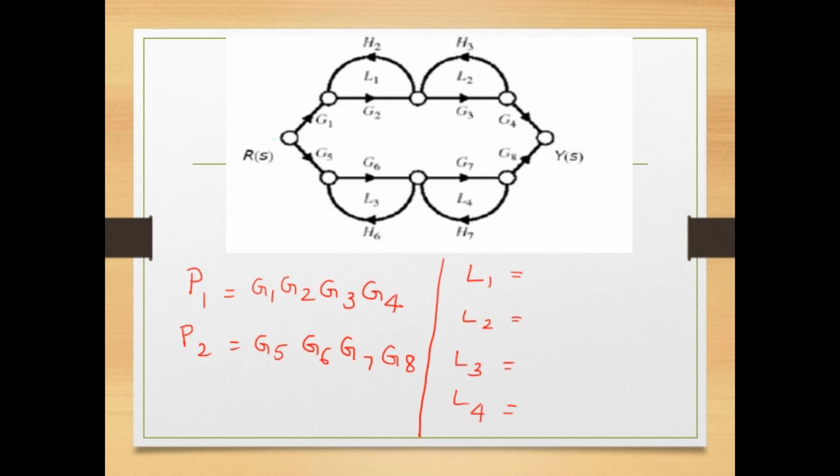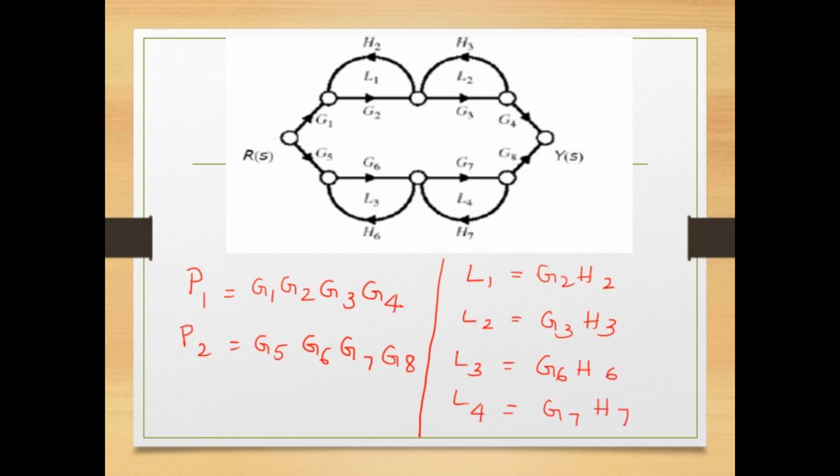L1 is clear, it has a gain G2 into H2. L2 has a gain G3 into H3. Similarly, L3 has a gain G6 into H6. L4 has a gain G7 into H7. So L1 is G2 H2, L2 is G3 H3, L3 is G6 H6, L4 is G7 H7.